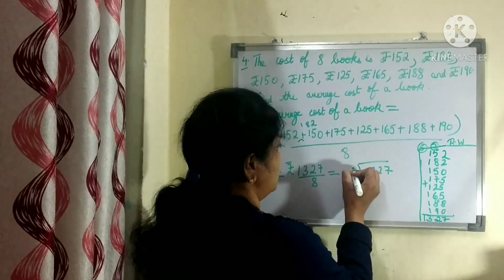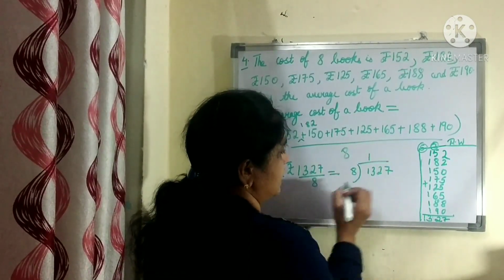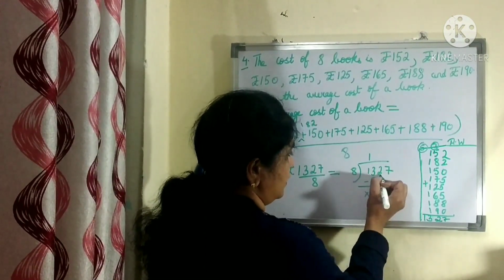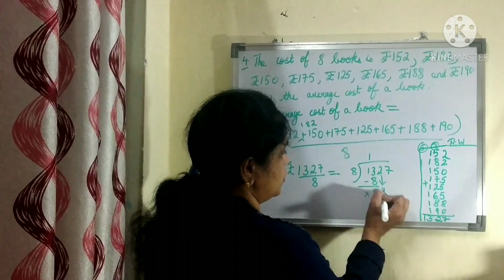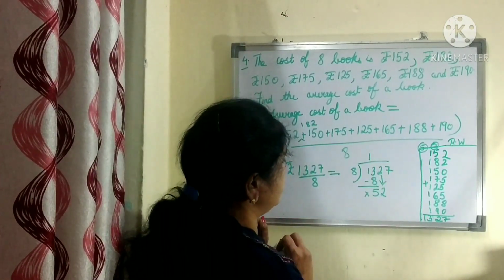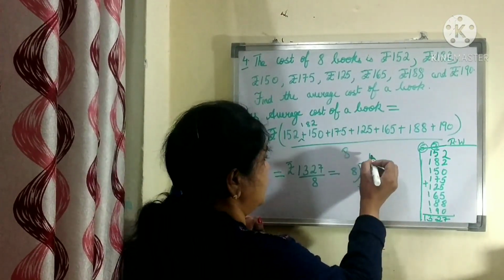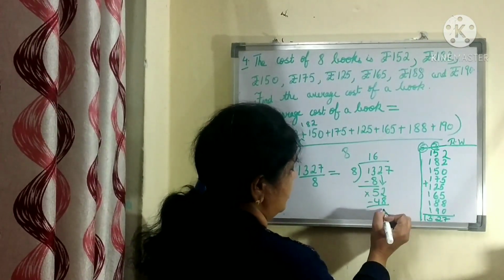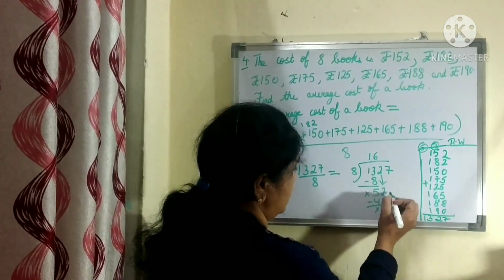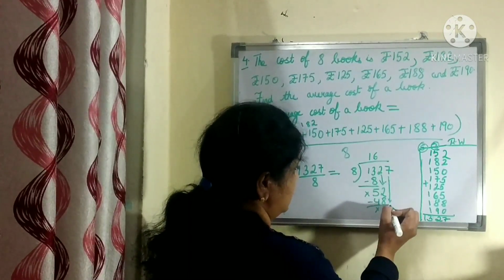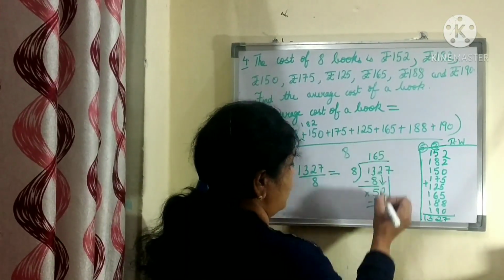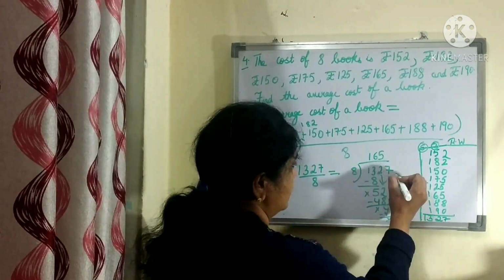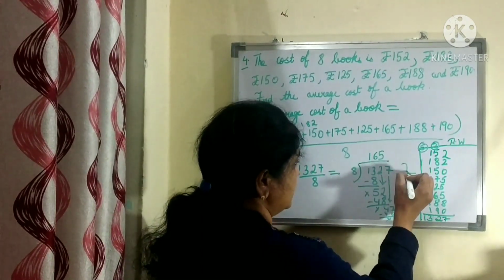1327 divided by 8. So first I have taken 8 ones are 8. Okay, 13 minus 8 is 5. If I bring down this 2, then it is 52. 8 6s are 48. Okay, so it comes 4. Then this 7 comes. 8 5s are 40. Okay, 7 carry over. Now I have to show this division here.